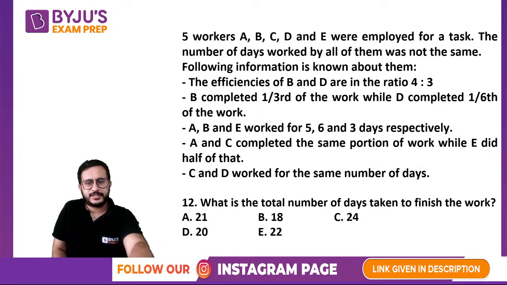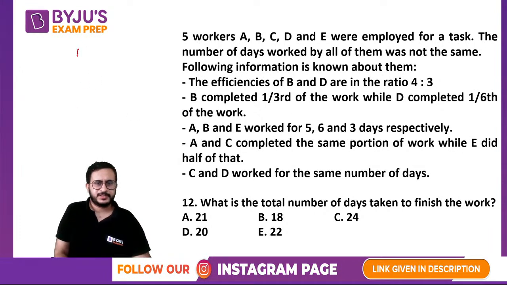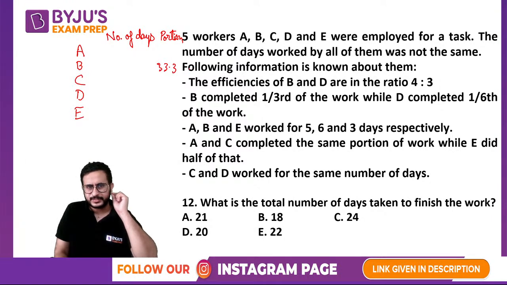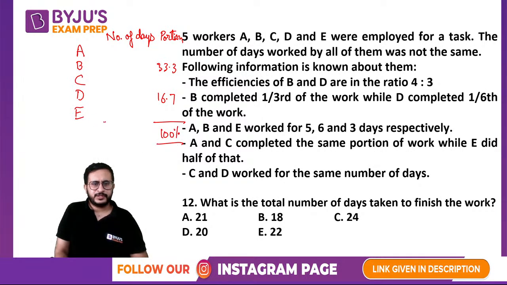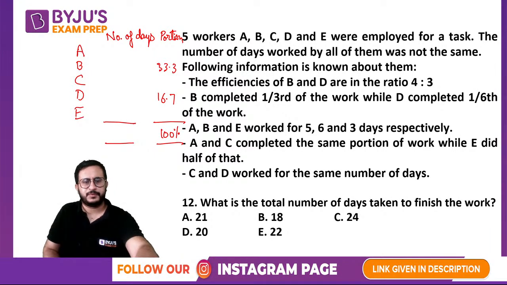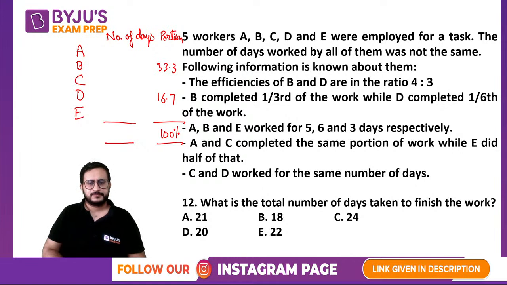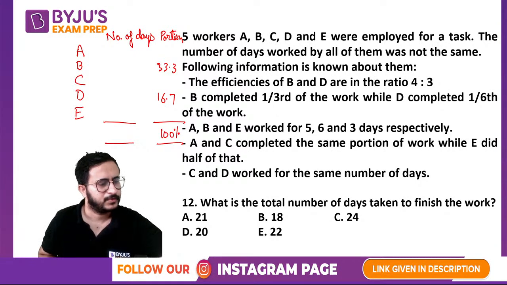So what we will do in this case is make a table like this: person A, B, C, D, E. Find the number of days and the portion that they completed. Let us say it is given B completed one third of the work. You can write 33.33% or 33.3, and you will understand that it is one third. D completed one sixth, so D is 16.7%. That should add up to a total of 100%. They did not work together, they worked separately, maybe in some order, and more information is given about who completed how much percent.